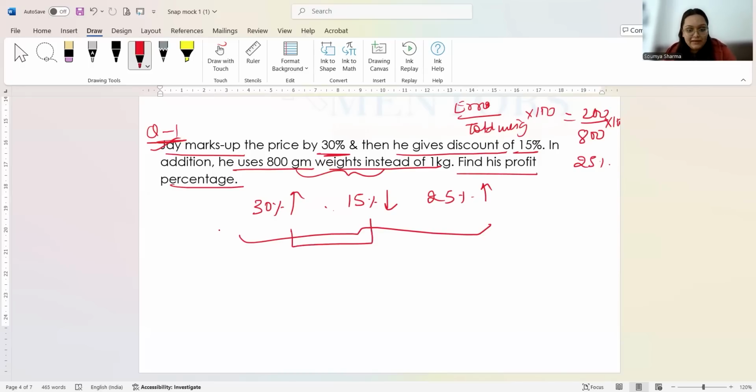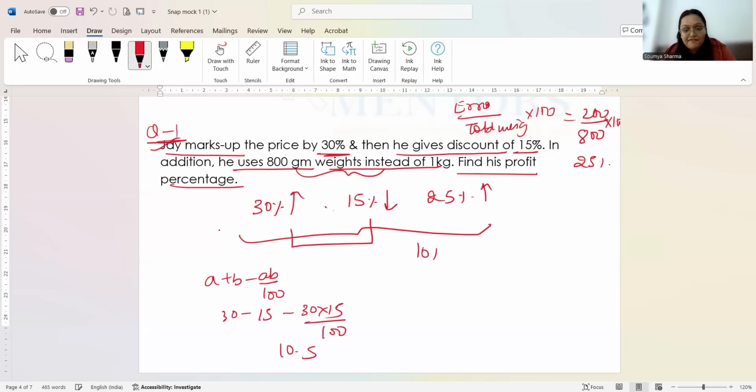We can first deal with this. We can use the formula a plus b plus ab by 100. So when we deal with 30 and minus 15, it will be 30 minus 15 minus 30 into 15 upon 100. So it will be 10.5.